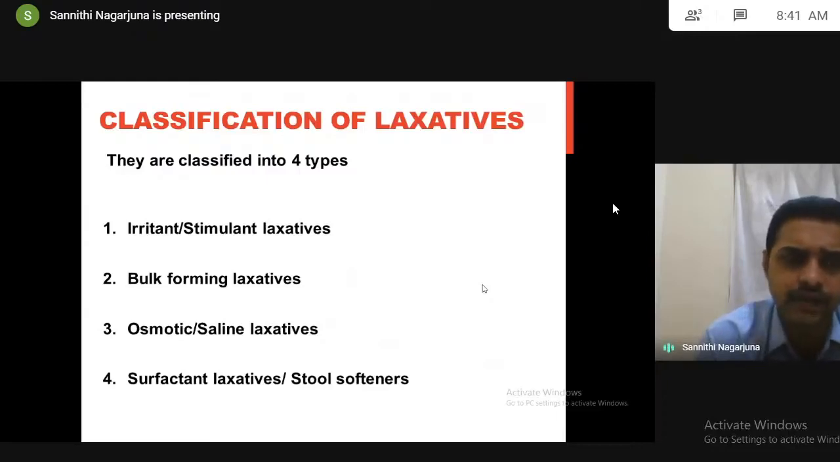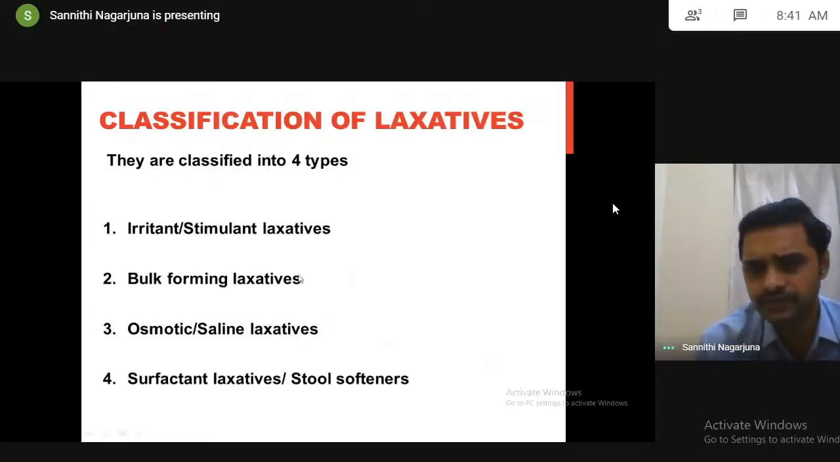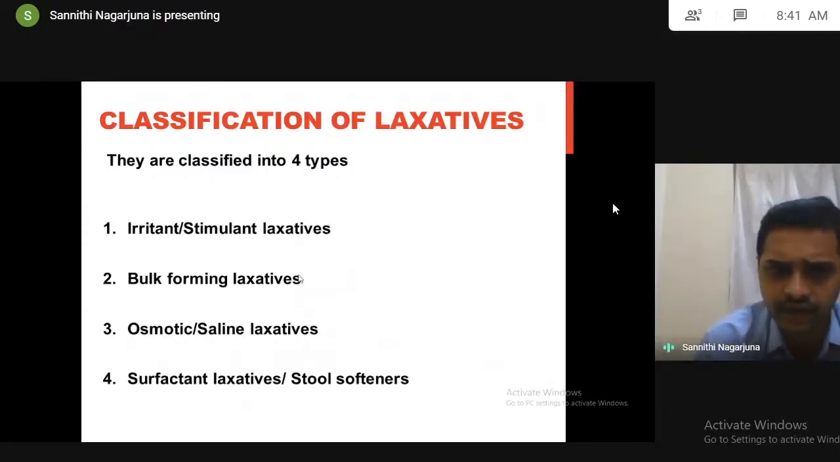Examples are bisacodyl, anthraquinones, fixed oils like castor oil. Bulk forming laxatives are not digested, they are not absorbed. All undigested, unabsorbed bulkiness will reach the large intestine, which will create bulkiness and cause free passage of stools. Like your fiber food, ispagula, psyllium.